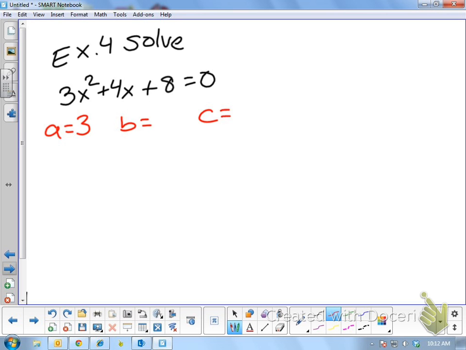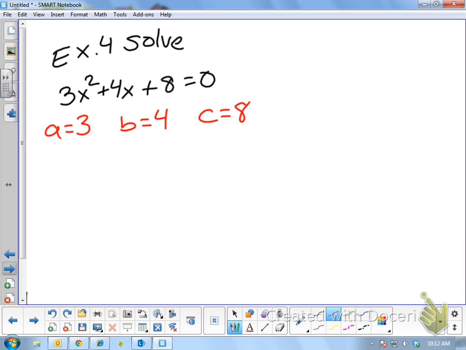We took a from here. We're going to just keep traveling along. So what comes next? 4x, but we're just going to use the 4 only. And Desiree, what is c? 8. Next one in the line is 8. So now we go plug it into the full quadratic formula.